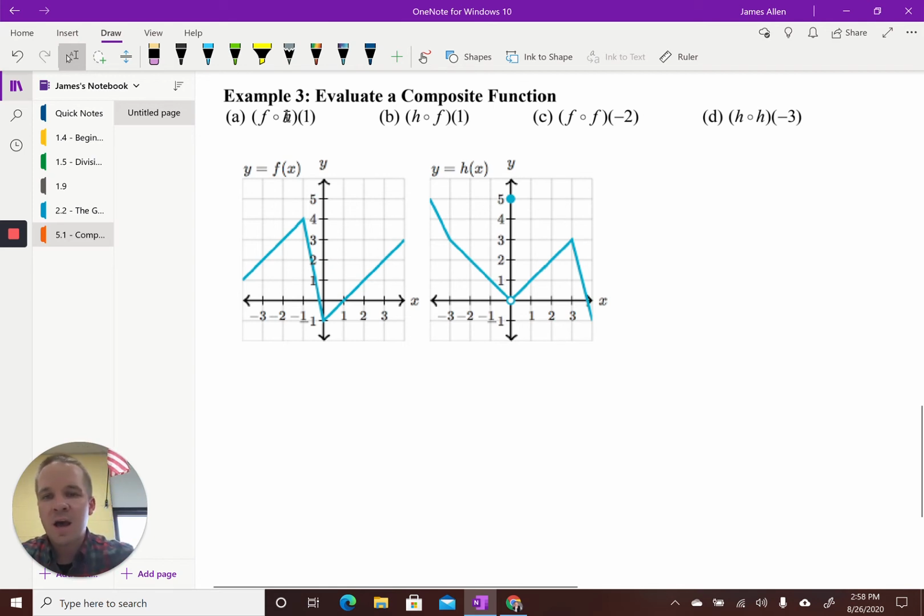So if I have f of h of 1, that means I'm plugging 1 into my h function first. Let's find out what that is. If I have 1 going into my h function, my output is 1. So if I take 1 and plug that into my f function, f of 1 is going to be 0. So this one is going to equal 0.